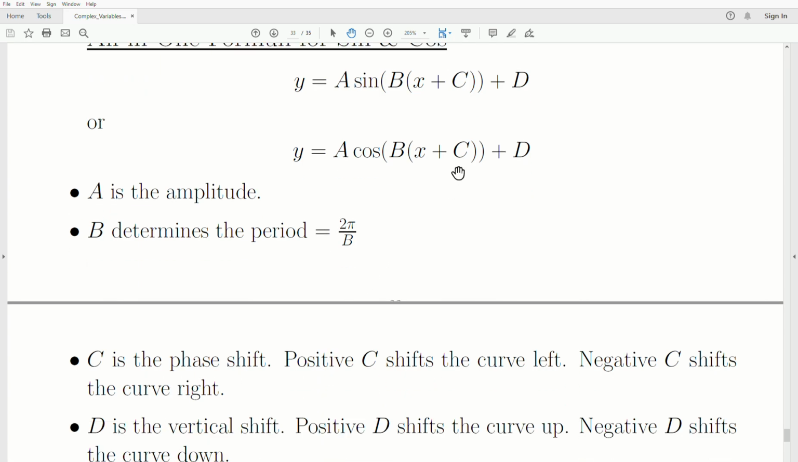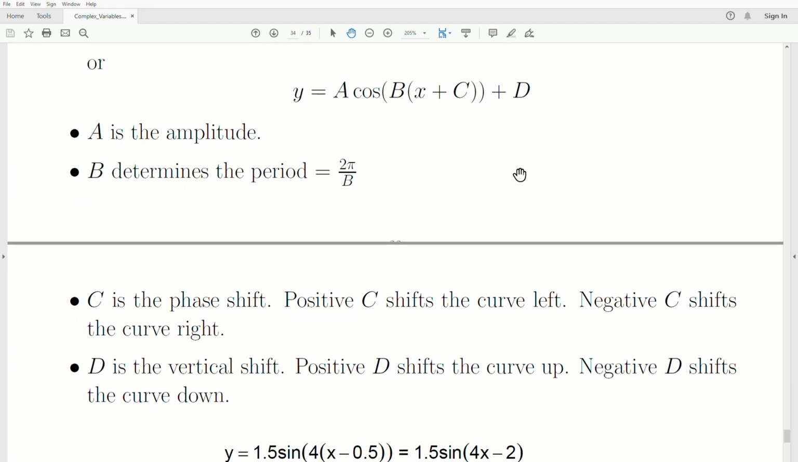C is the phase shift. If it's positive, then it moves it to the left. If it's negative, it moves it to the right. And D is the vertical shift. If it's positive, it moves it up. If it's negative, it moves it down.